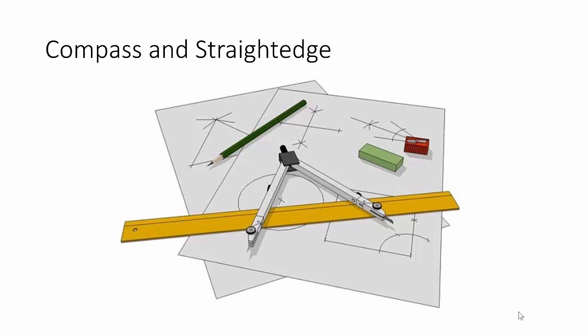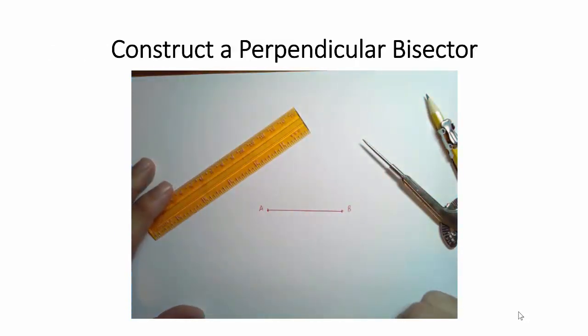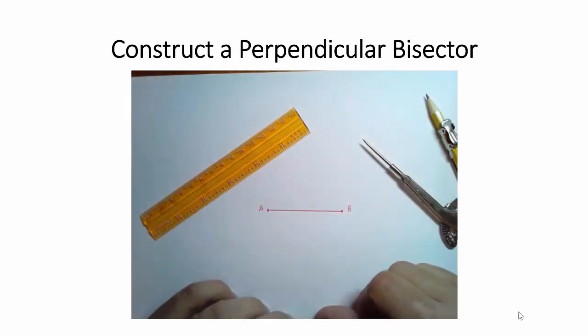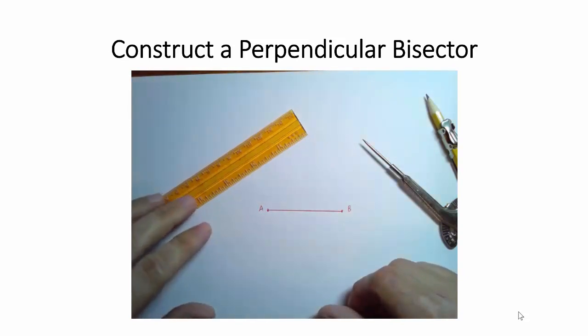Now let's look at some examples of compass and straight edge constructions. The first example will be to construct a perpendicular bisector. So we have a given line segment AB, and I want to construct a perpendicular bisector of this segment.